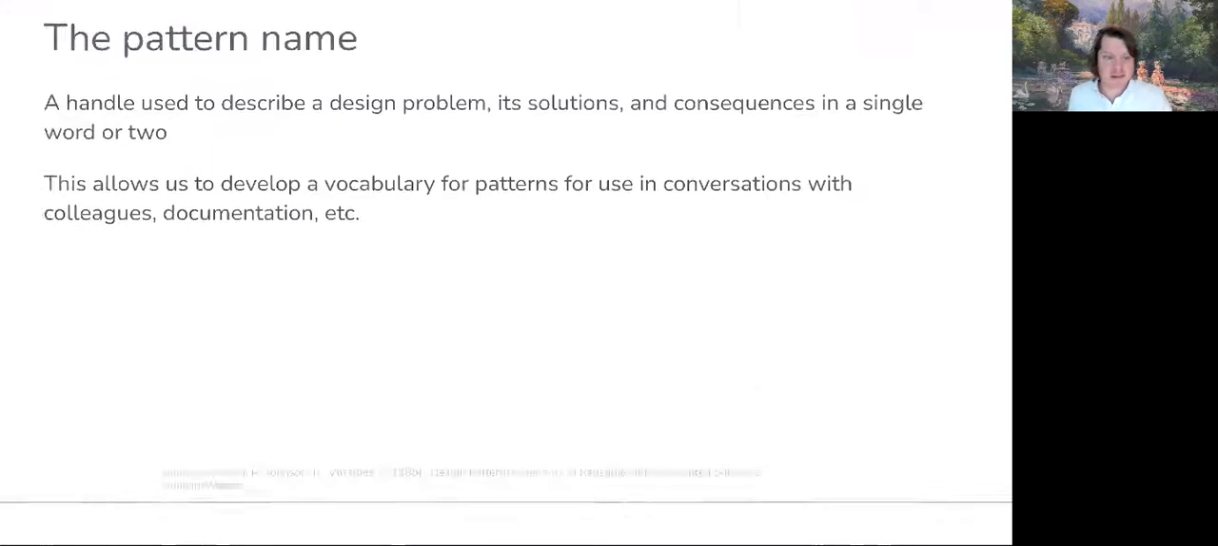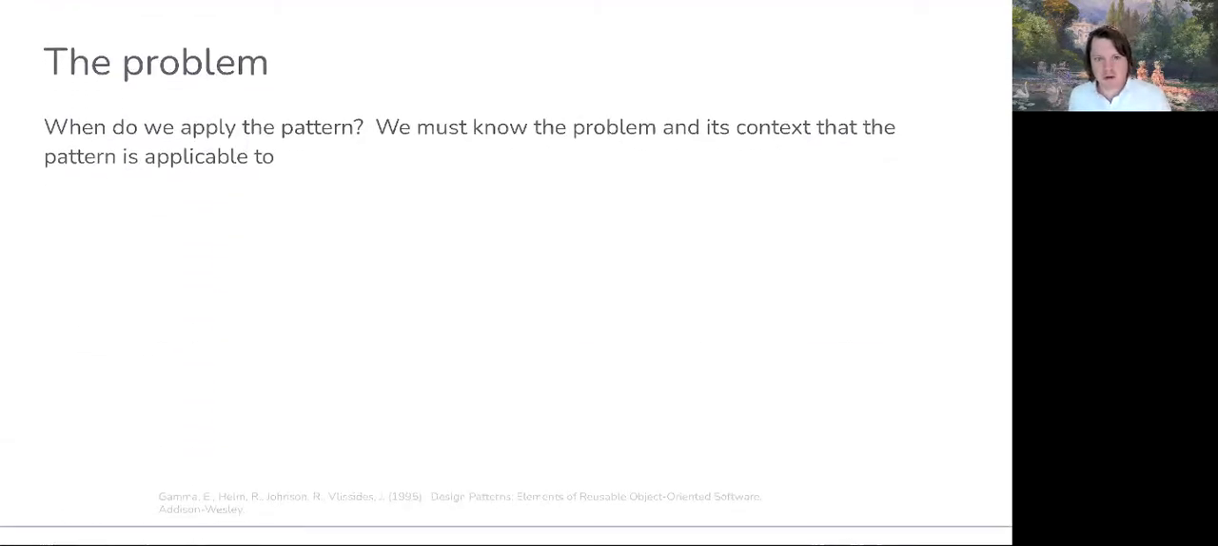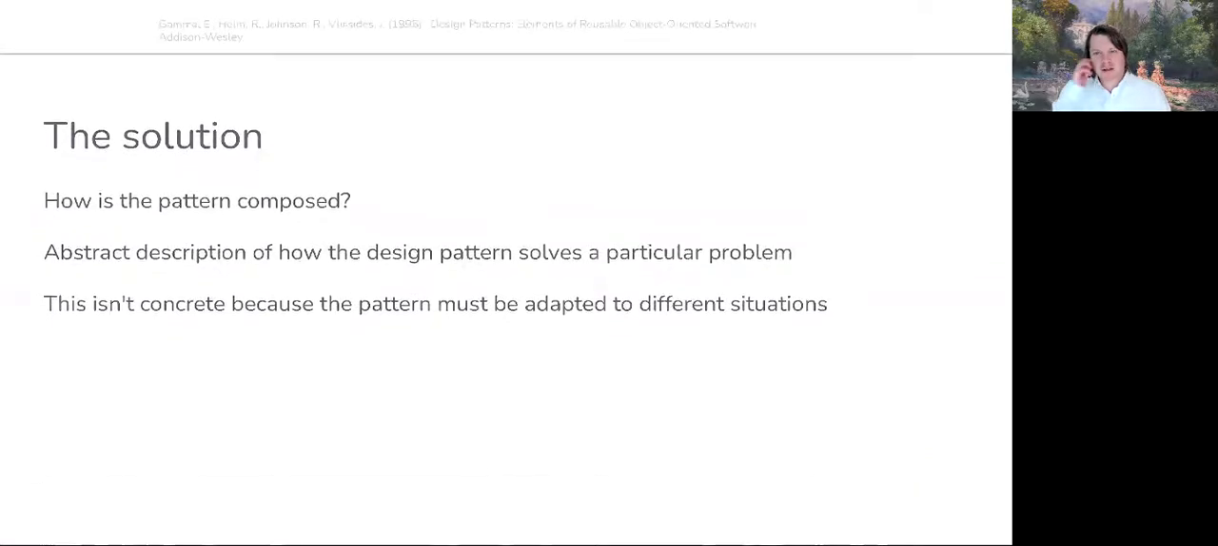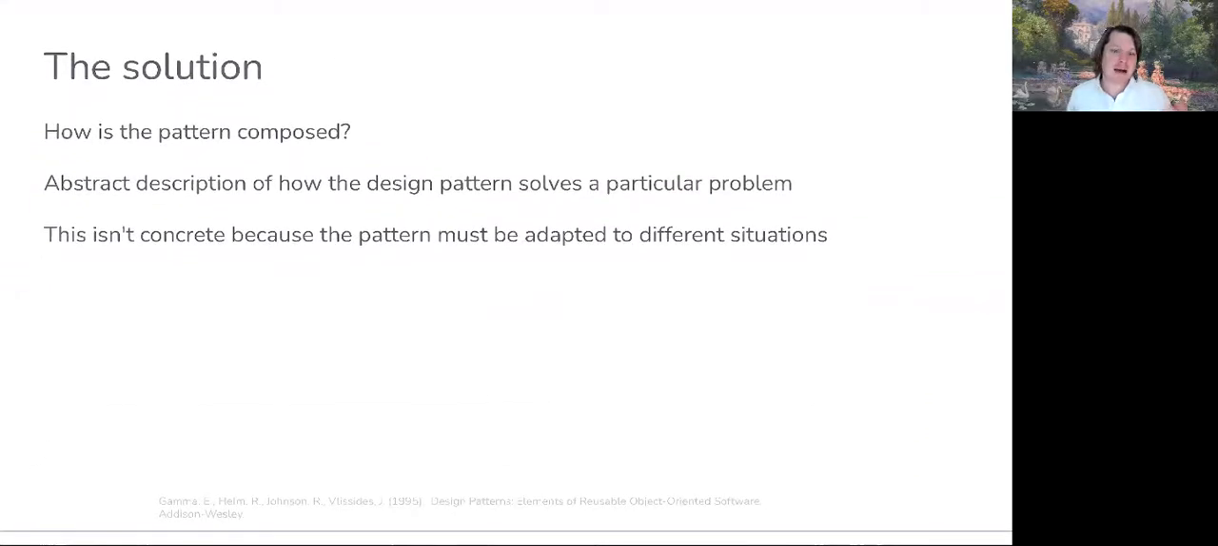Next, out of these four essential elements, is the problem. We have a design pattern, and we need to know when we'd like to apply it. So we must know the problem and its context that this sort of pattern is applicable to. Thereafter, we also have to think about the solution. How is the pattern composed? What is the actual thing we're applying to the problem to arrive at the solution? This will be an abstract description of how the design pattern is going to solve a concrete problem.